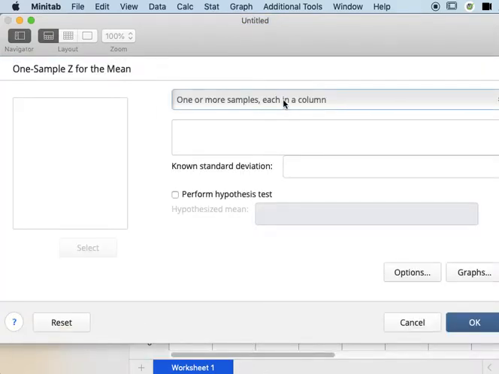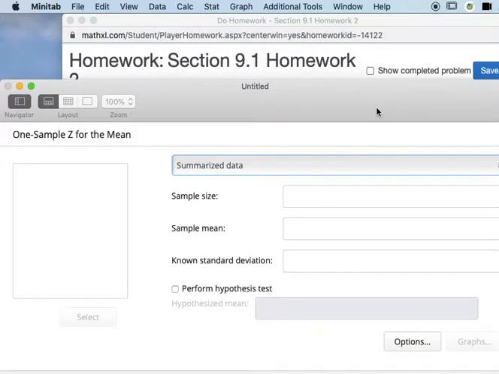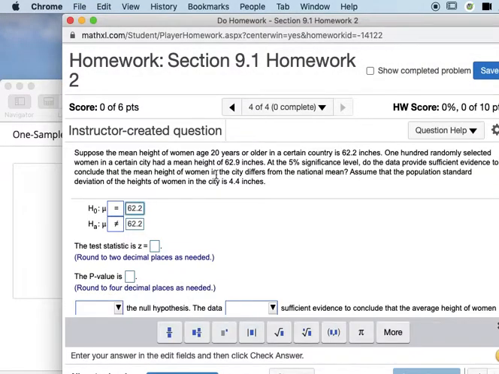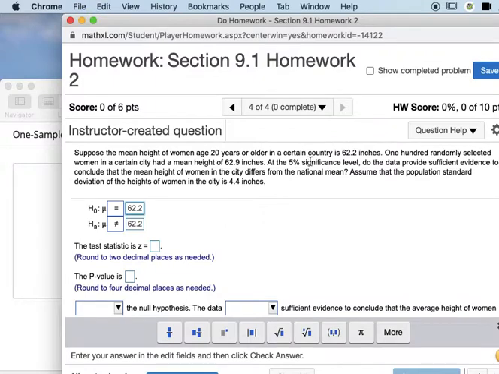Now, just like with confidence intervals, we're going to change this to summarized data, and enter the sample size, sample mean, and known standard deviation. So going to my problem here, my sample size is 100. We have 100 randomly selected women, and the sample mean is 62.9. And the known standard deviation is 4.4.